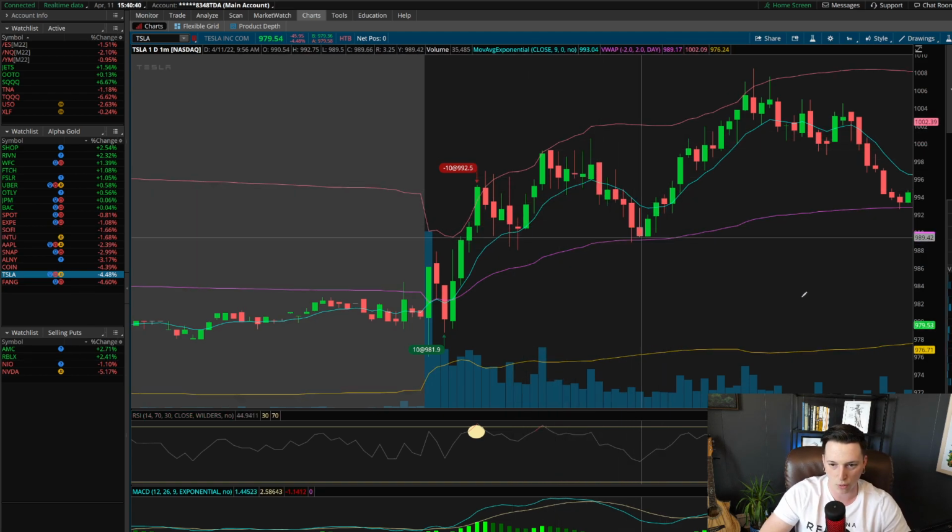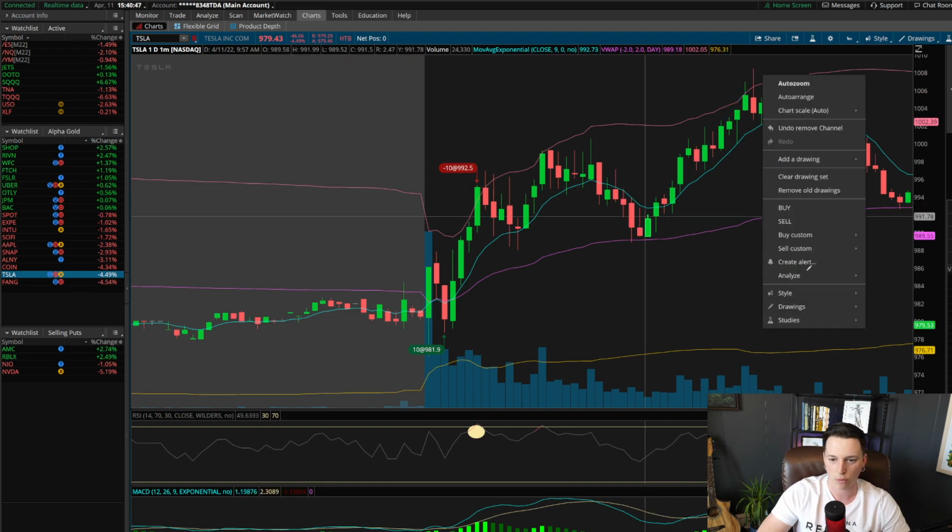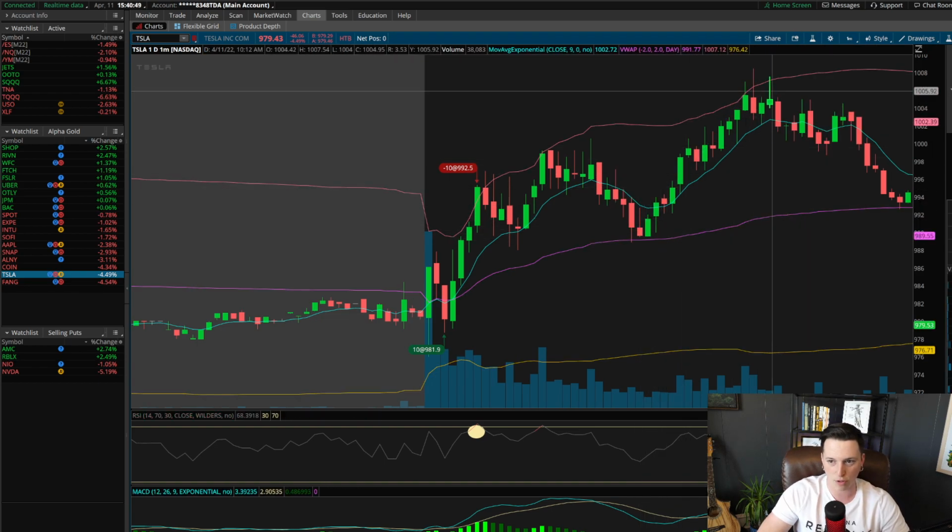I took a position on Coinbase, and then this would have been your time to re-enter here at 989, and then we got this push back up here to 1008, which is about a 2% return. This would have been a perfect trade right here.